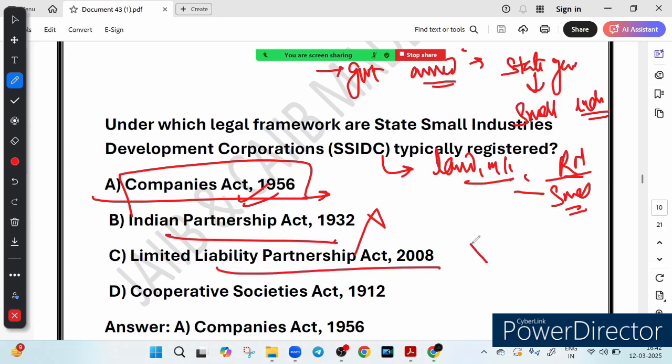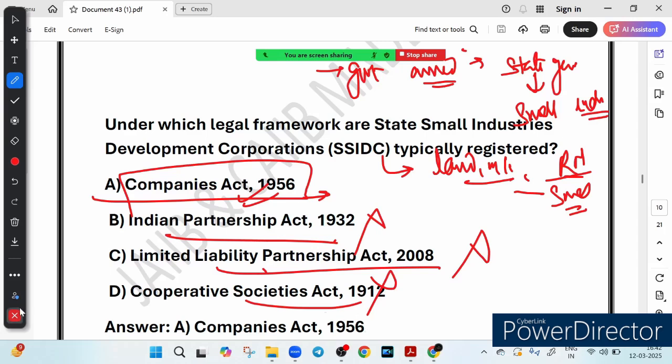Option C, Limited Liability Partnership. This is also incorrect. LLPs are privately formed businesses, while SSIDCs are government owned organizations. So if two professionals like CA firms or law firms want to start a business together while limiting their liability, they can register under the LLP Act. And what about the Cooperative Society Act? This is also incorrect. In this act, members pool resources for mutual benefit. So SSIDCs are not cooperatives.